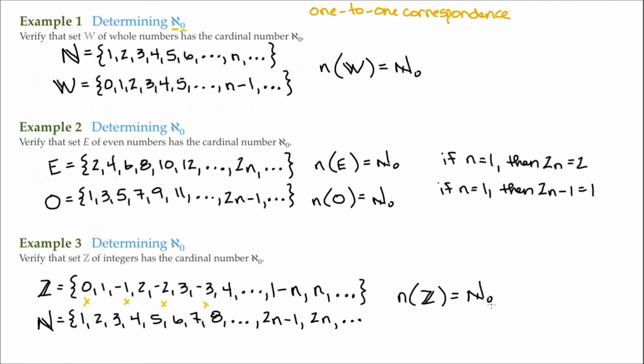So the key is to use the set of elements of the natural numbers, which is the counting numbers, to help develop a general term that will define some other set.